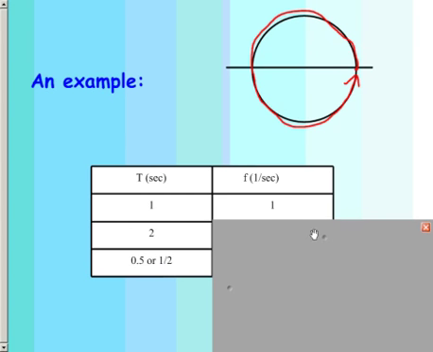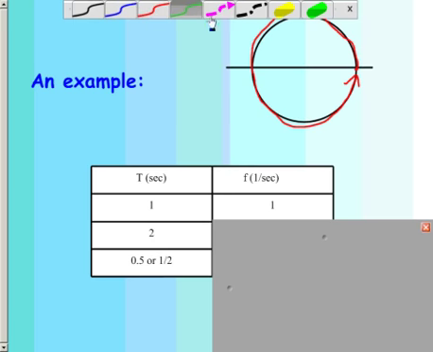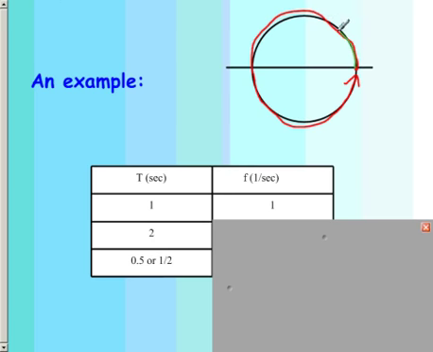Alrighty. Now, let's make it a little bit harder. What if it takes 2 seconds to go around this circle? Starting here again, I'll go ahead and change colors. We start here, in 1 second we go to here, and then 1 second we go around to here. Sorry, I got a little closer to the middle. So it takes 2 seconds for 1 spin, 2 seconds per spin.